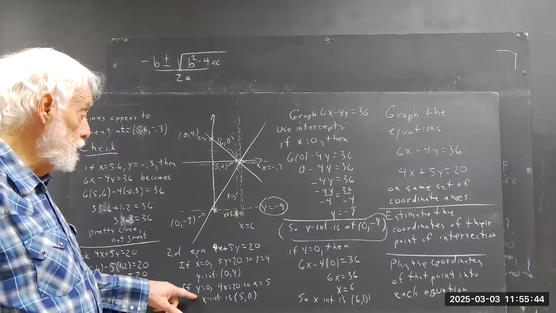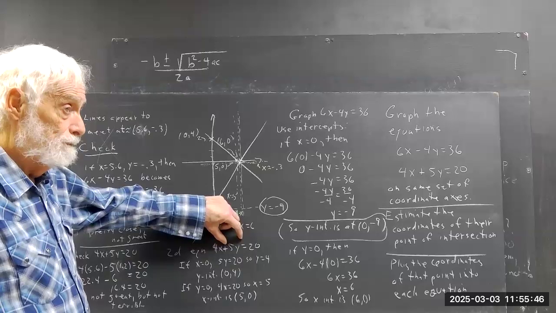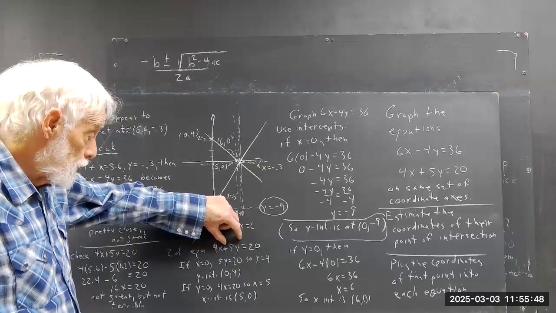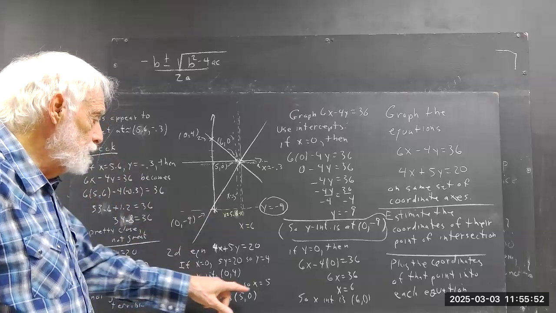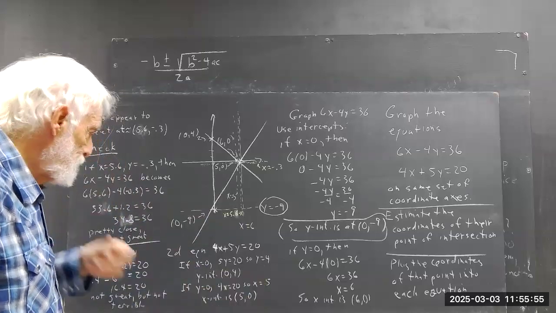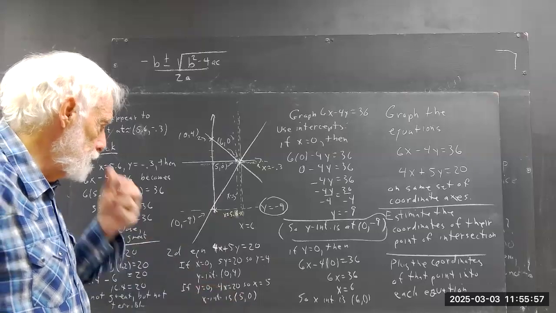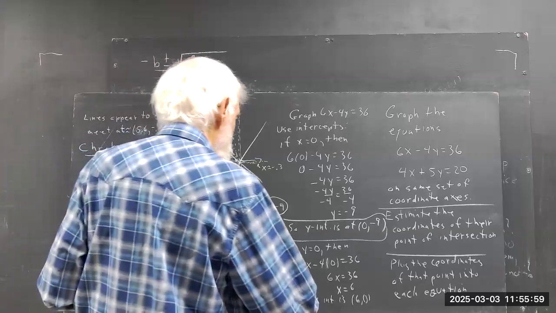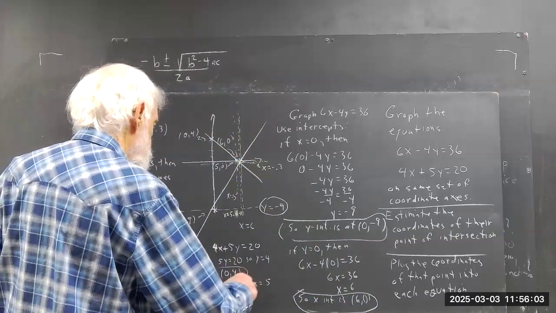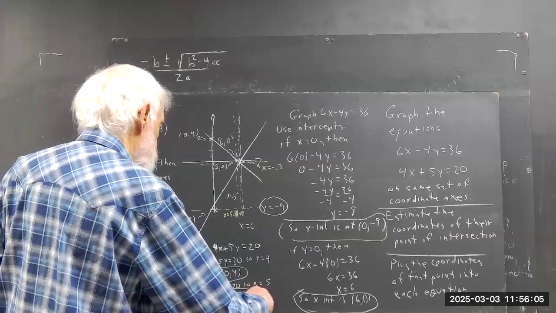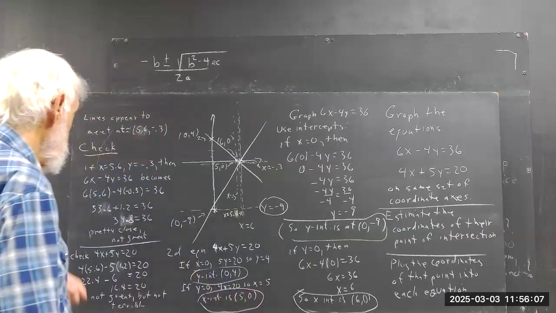Similarly, if y equals 0, well, we substitute 0 for y, the 5y goes away, we get 4x equals 20, and x equals 5. So the x-intercept is 5, 0. Again, always write this out as soon as you've got it. Write this out as soon as you've got it to avoid a fatal error.